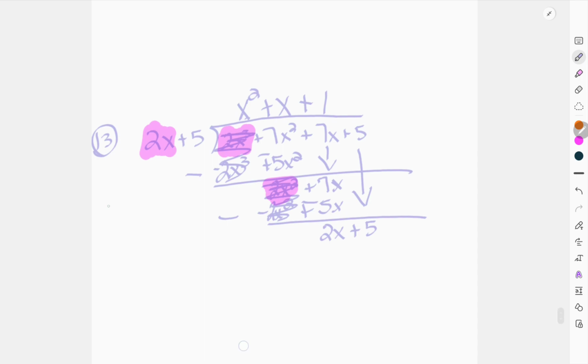Okay, you should have got 1. 2x divided by 2x is 1, which is going to give me positive 2x and positive 5. You're going to subtract, which is going to leave you with 0. So your final answer is x squared plus x plus 1.